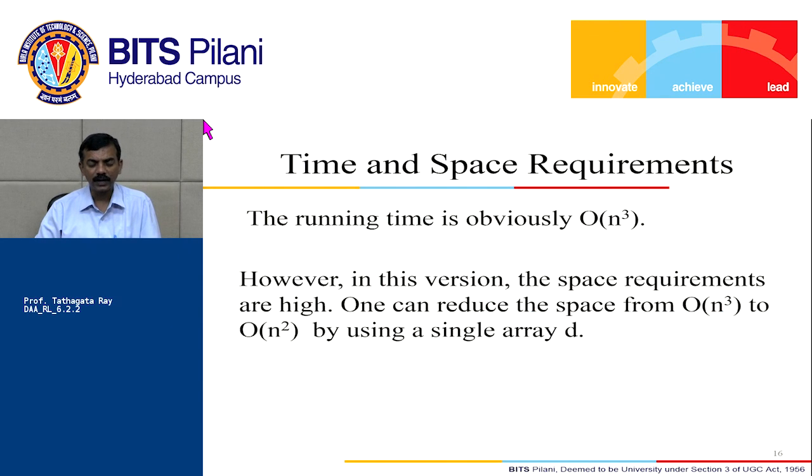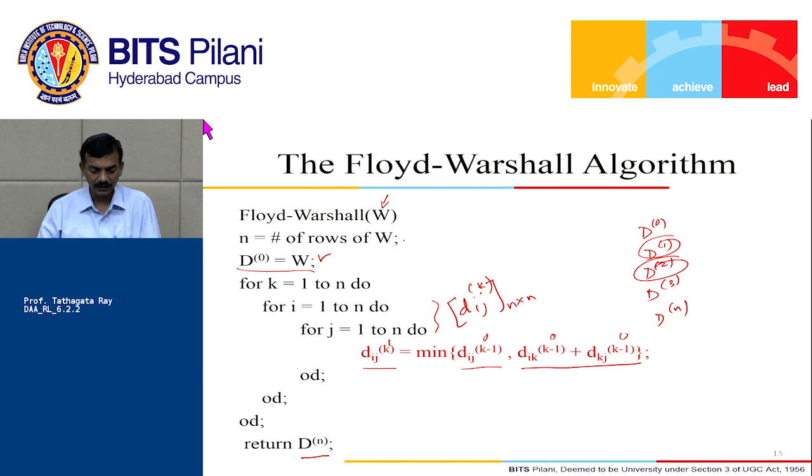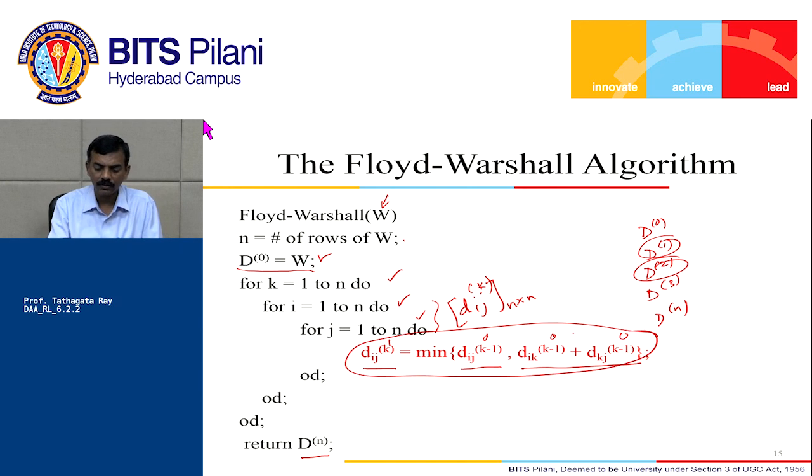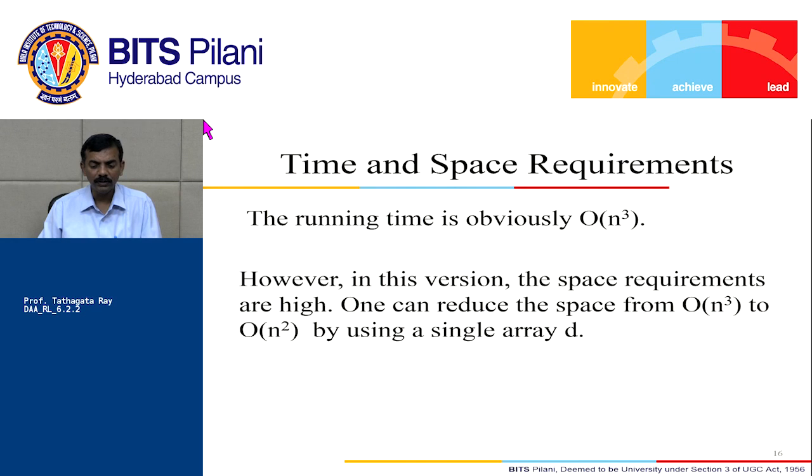So now what is the time and space requirement for this algorithm? Of course, you can see there are 3 loops. All these 3 loops are going from 1 to n. And this operation is a constant time operation. It's simply 2 additions and you are finding a minimum. So the complexity of this algorithm is order of n cube.